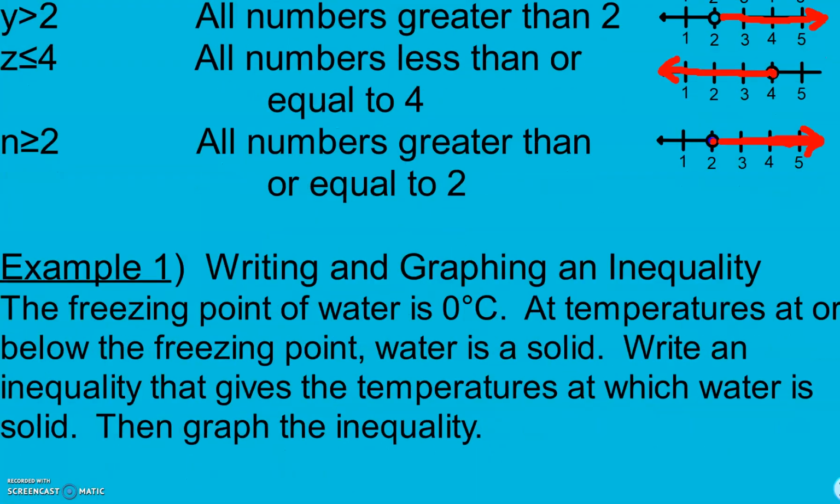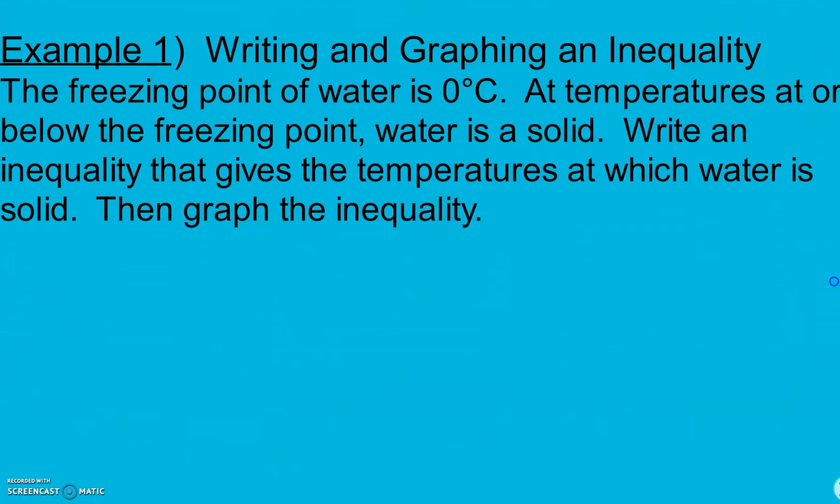So in example 1 here, it says writing and graphing an inequality. The freezing point of water is 0 degrees Celsius. At temperatures at or below the freezing point, water is a solid. Ice. Write an inequality that gives the temperatures at which water is solid. So again, we're looking for at what temperatures do we have ice, and then graph the inequality. So our temperatures is what we're looking for. Temperature at which water is a solid. So I'm going to use T for temperature.